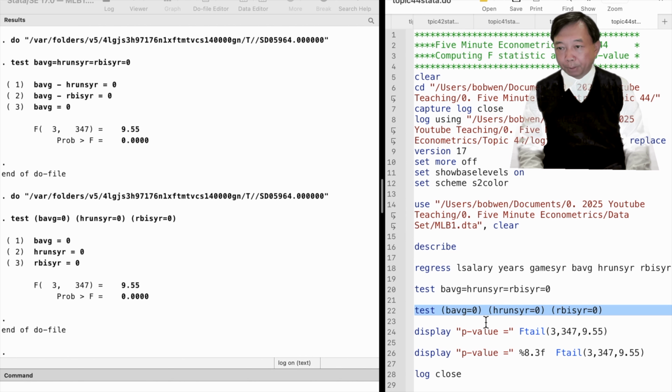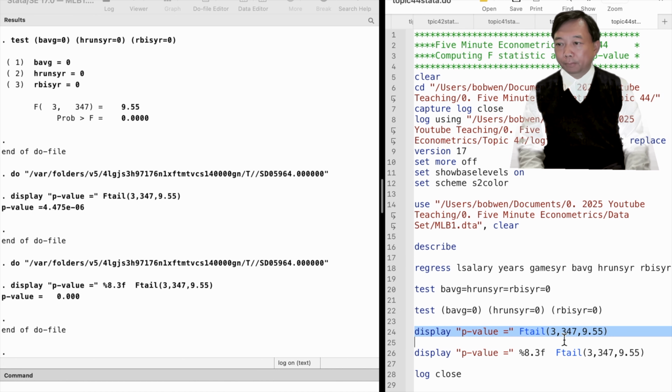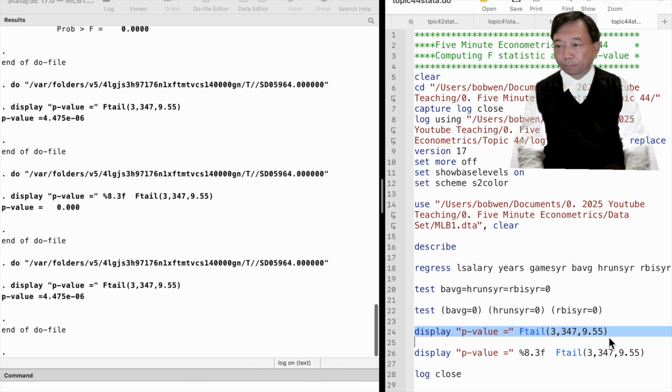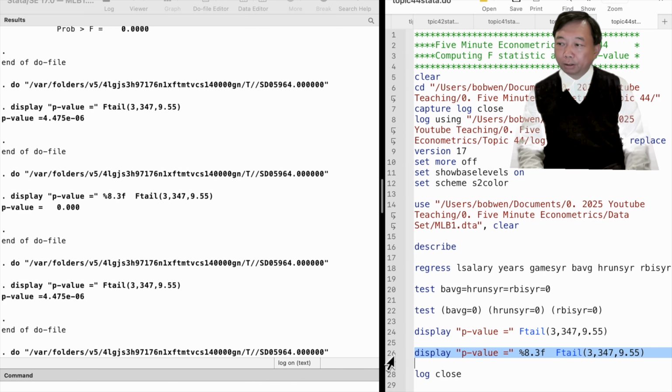We can also compute the p-value using Stata's F-tail function. Inside the parentheses, we place the numerator degrees of freedom, the denominator degrees of freedom, and the F-statistic in order. Stata shows the p-value in scientific notation, but we can display it to 3 decimal places.